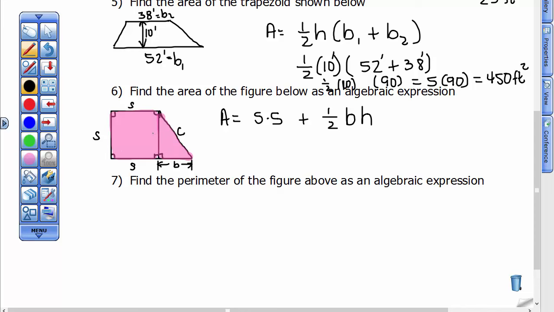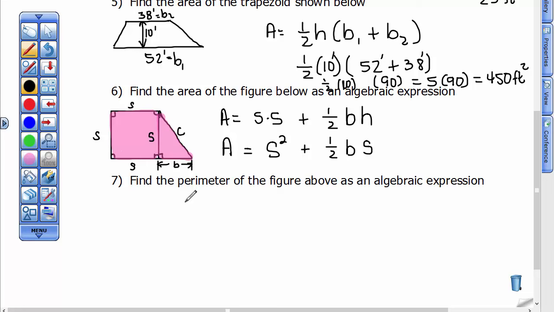But, oh yeah, wait a minute. The letter S goes with that as well. So that's the height of that triangle. So right here I'd put half of B times the letter S. I'd replace H with the letter S. This S times S is S squared, and I am done. I've written a formula for the area of this pink shape in terms of S's, B's, and C's. I didn't have to use the C's.